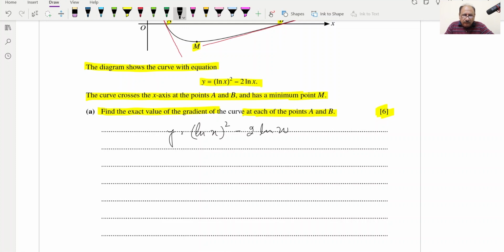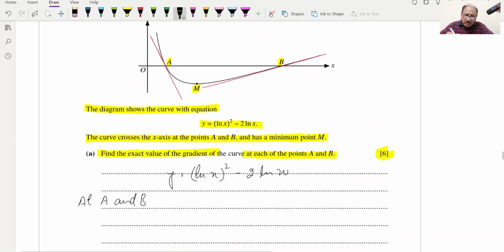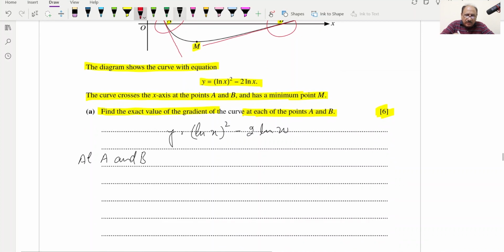Now what we can do, we can check for A and B. We know A and B are on the x-axis, so the y value will be 0. So we can write y will be equal to 0. This implies what? We can write this equation: (log x)^2 minus 2 log x is equal to 0.